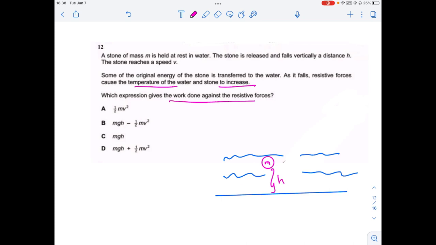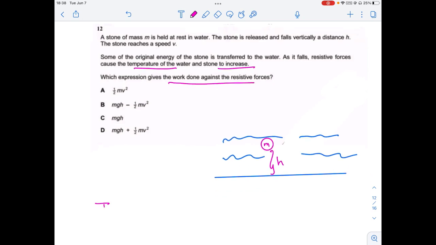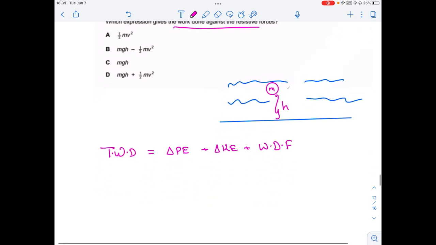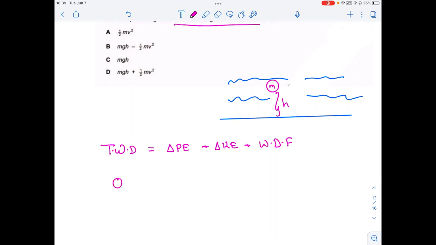Which expression is work done against friction? So we have to use this very simple formula: total work done, TWD, equals delta PE plus delta KE plus work done against friction. WDF means work done against friction. So total work done is 0 because we are not pulling it or pushing it. So it is falling on its own due to gravity. So therefore total work done equals 0.